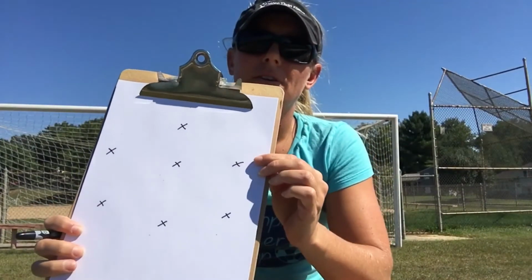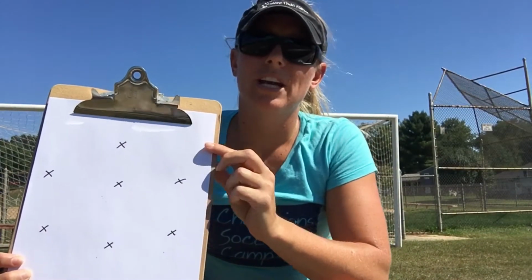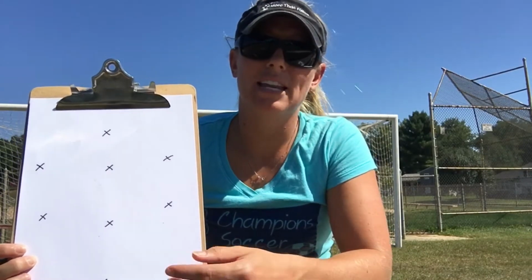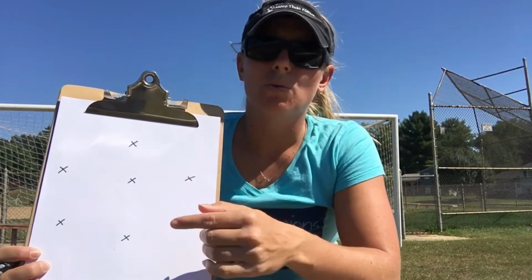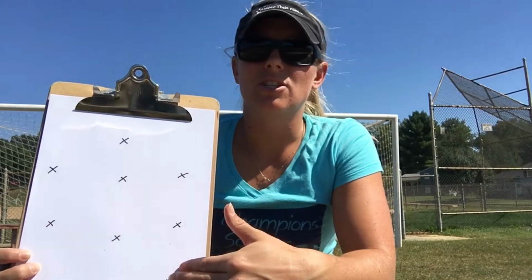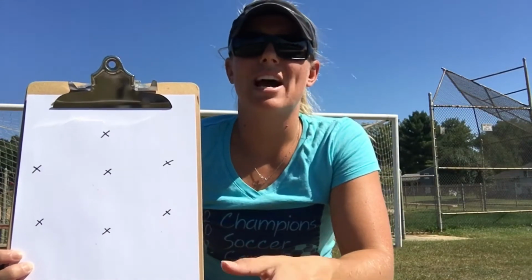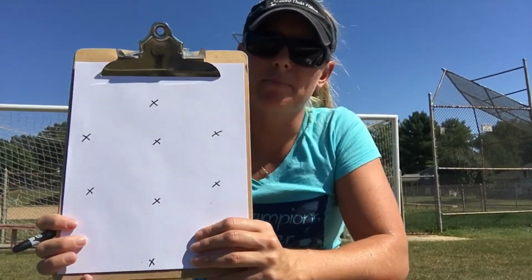A 3-3-1. 3 defenders, 3 midfielders, and 1 forward. This is great because as we add 3 players on the field, when we get to 11 aside, all we need to do is add a center back, a center mid, and a forward, which does not really change the dynamic of the game, doesn't change the jobs of everybody in the different positions. It's very easy to transition into as they get older. So let's talk about who's going to go where for your team.